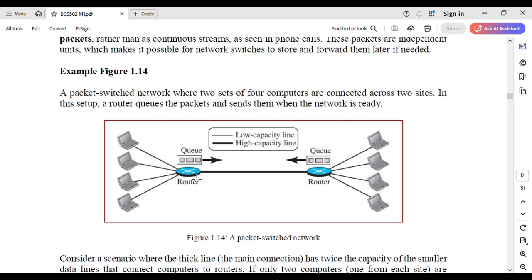Here we use a router, and there we used a junction box or connectors. In this also we make use of two different capacity lines. From node to router we use low capacity lines, and from router to router we use high capacity lines. If a router is busy sending data to the other router, then the data has to be put in a queue. That is also based upon the router buffer.